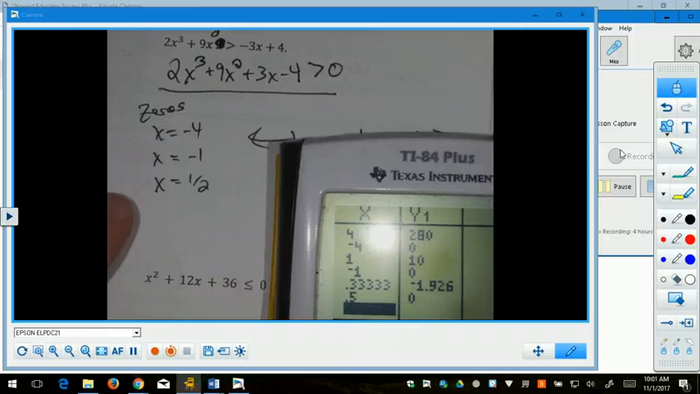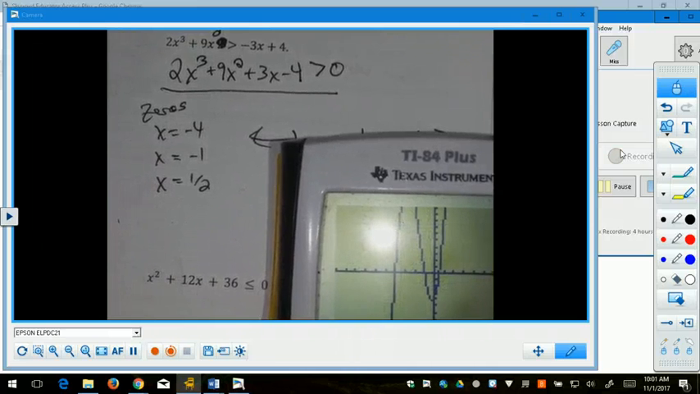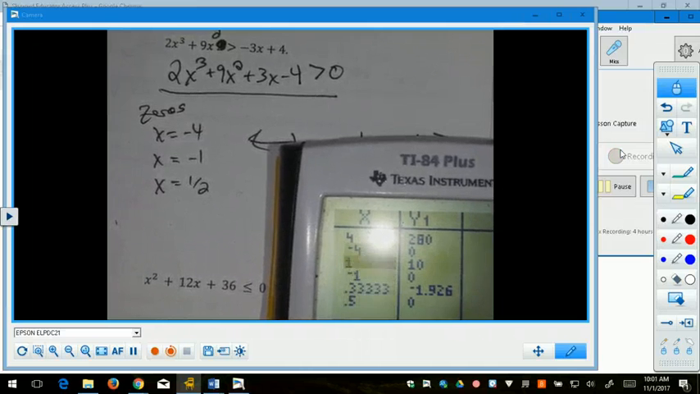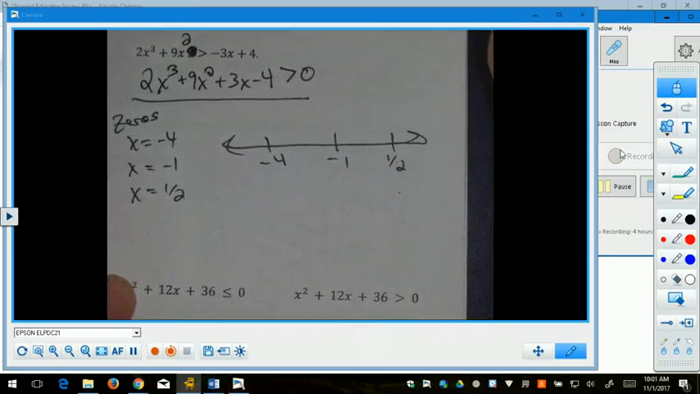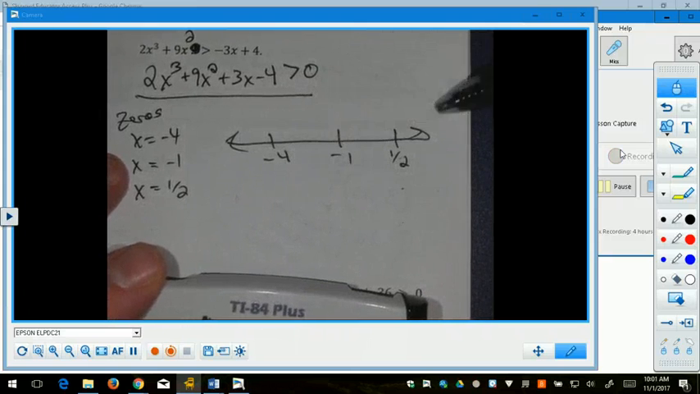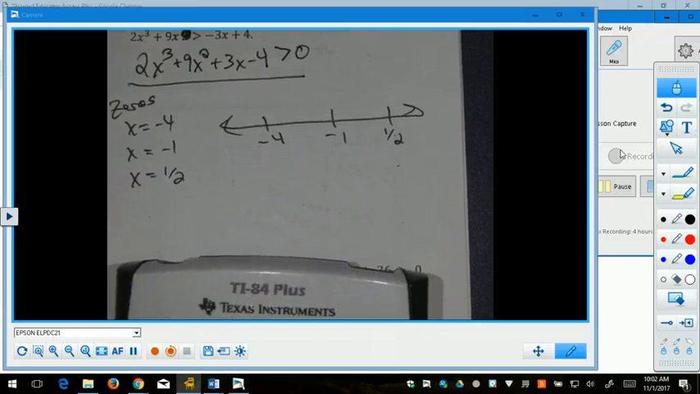So for this example, you should get the zeros. You can get them from the graph or from using rational root theorem, plug them in. And we get -4, -1, and 1/2. And so we put those on a sign chart, -4, -1, 1/2. And I have to test everything to the left and right of these zeros, check some points to see what the signs are.